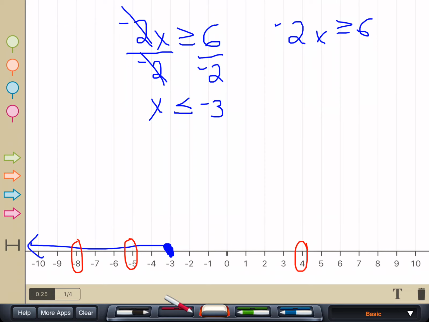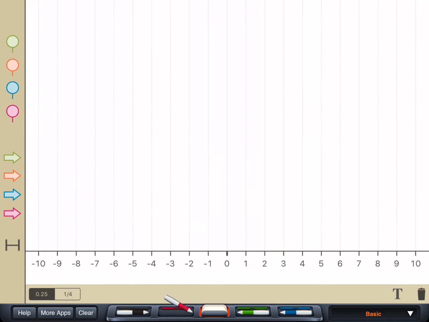So switching this sign is very, very important when you divide or multiply by a negative, because it will give you the set of numbers that will make that inequality true. Let's look at another example, and this time let's look at an example that has division, and you have to multiply it out.